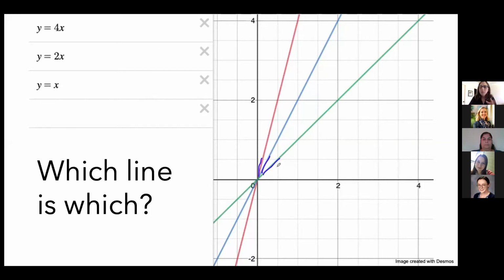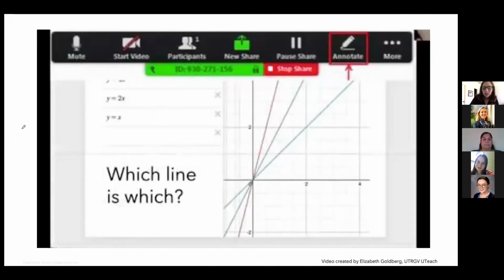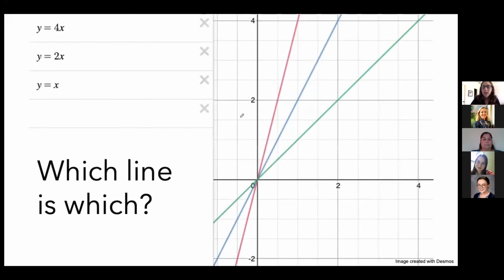Can you give me any other indicators of why this green line in particular might be y equals x versus 2x versus 4x? If I wanted to, I could look at the inputs and the outputs, so I could substitute in values. If I look at that point up there, (2, 2), whenever x is 2, y equals 2. Let me go back. Okay, so wherever x equals 2, y equals 2. Right here. So you're looking at that.